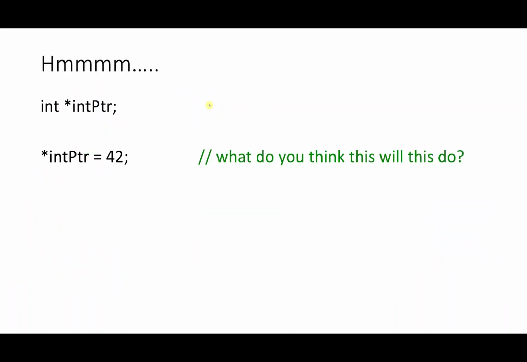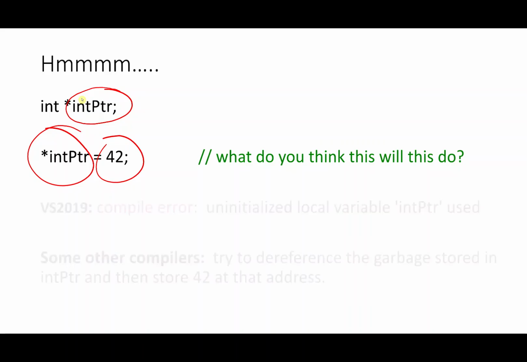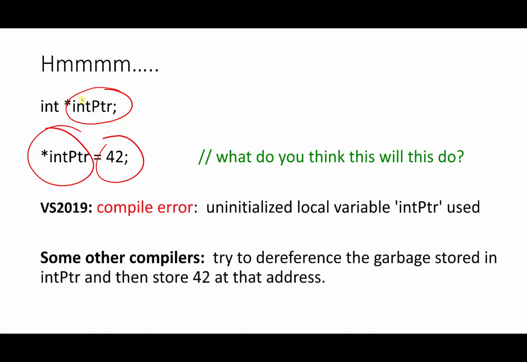Okay, so if we have something like this, int asterisk intPTR, and we dereference the intPTR and put 42, what do you think this will do? Now I want you to notice something before you answer. We did not make this pointer point to anything. What do you think it's going to do? So the answer is, it's a compilation error. It's going to give you uninitialized local variable intPTR used.